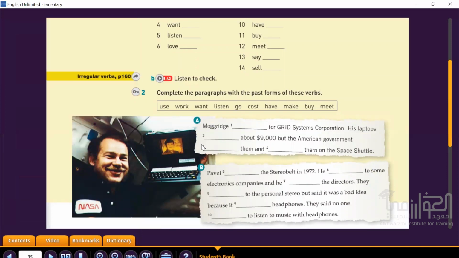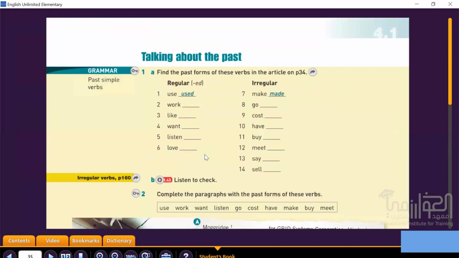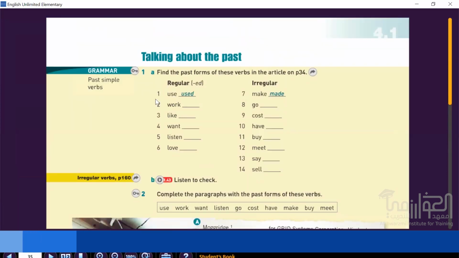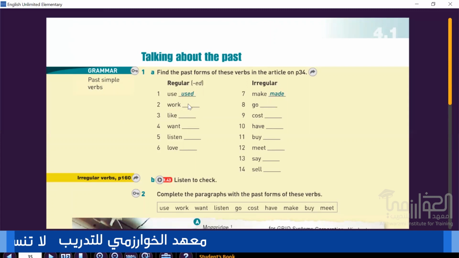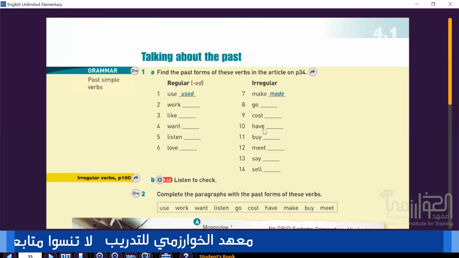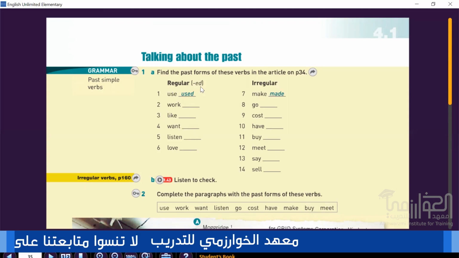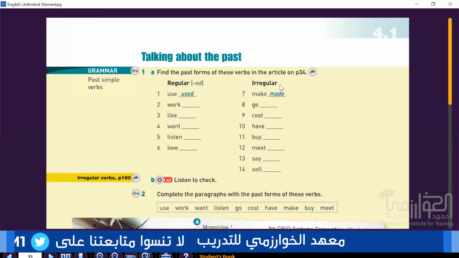So we can see another exercise with the simple past. Now, talking about the past, I want you to write the past forms of these verbs. We have the regular verbs and then the irregular verbs.